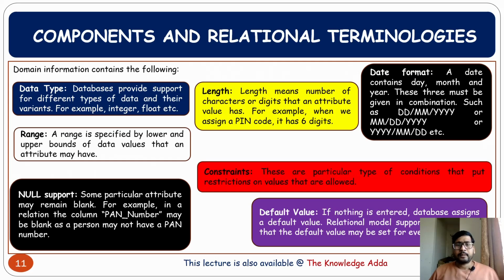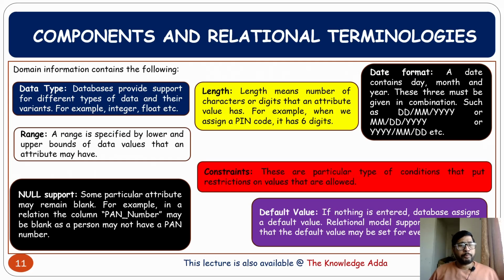Okay, and constraint: basically these are a particular type of condition that puts restrictions on that particular column, on the values that are allowed. Like, if on a column we have applied a constraint that this column cannot accept integer values, then that column will not accept them, because here we are putting a rule.